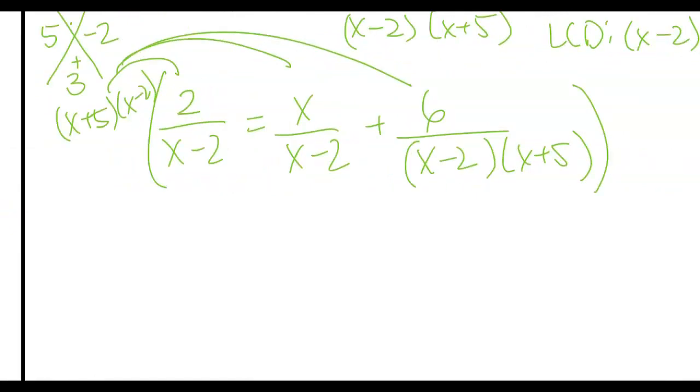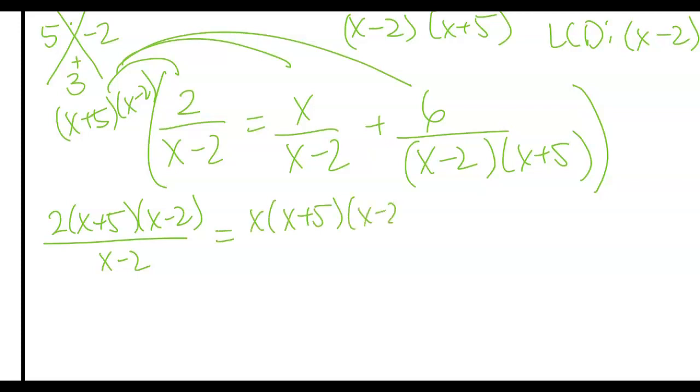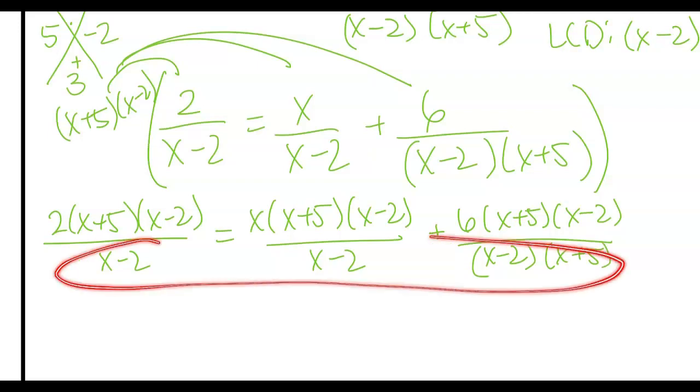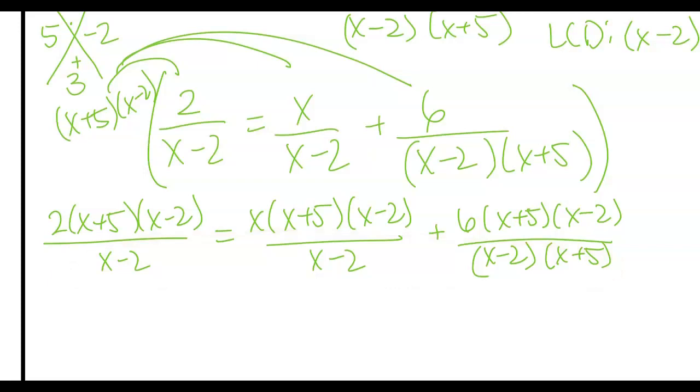So that first fraction, this guy here, is going to turn into 2 times x plus 5 times x minus 2 all over x minus 2, equals x times x plus 5 times x minus 2 all over x minus 2. And then the last fraction will become 6 times x plus 5, x minus 2 all over x minus 2 and x plus 5. Again, notice all of these denominators I did not change. I kept all of the denominators the same. The only thing I multiplied was my whole least common denominator by each of the numerators. That's all that I did.